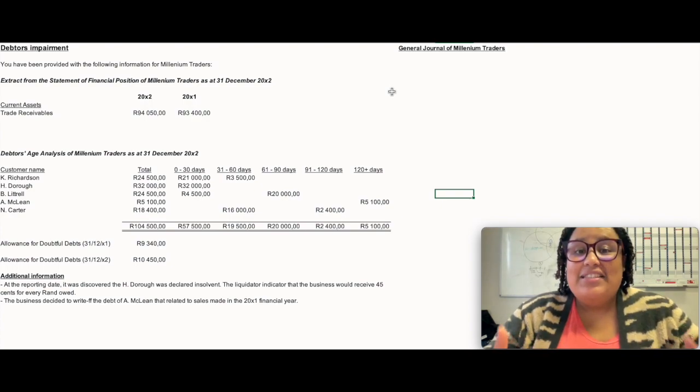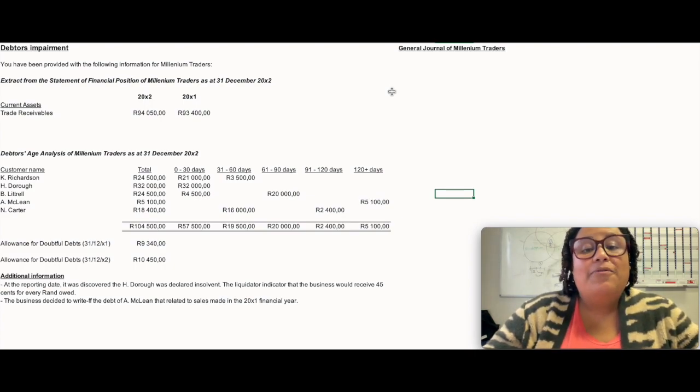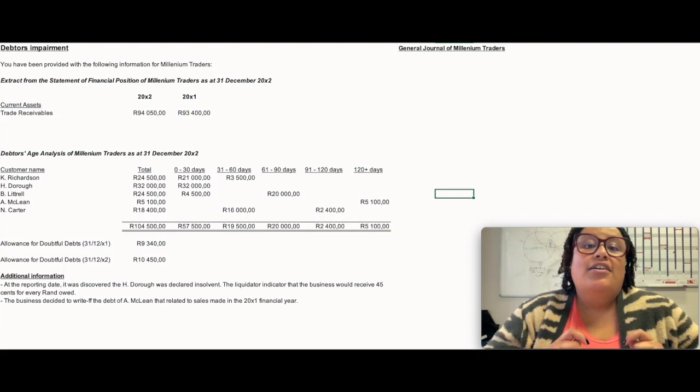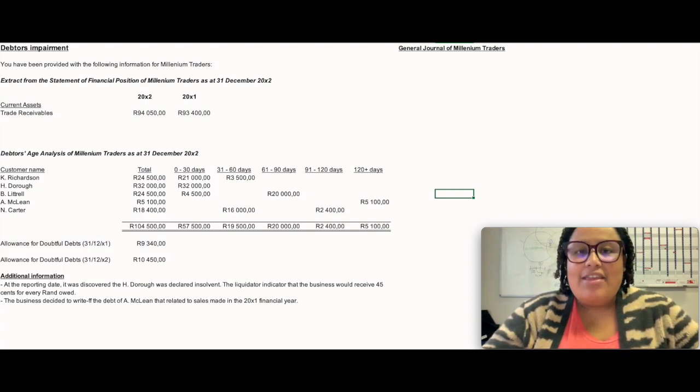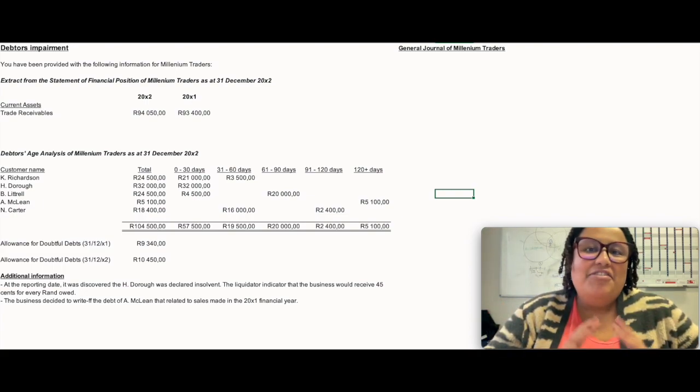What I really want to do in this example is just to focus on the journal entries, the adjusting journal entries that are going to be processed at the reporting date. I do encourage you to take this example a little bit further and see if you can produce the general ledger accounts, but that's something you can do in your own time for some fun. Let's get into this example.